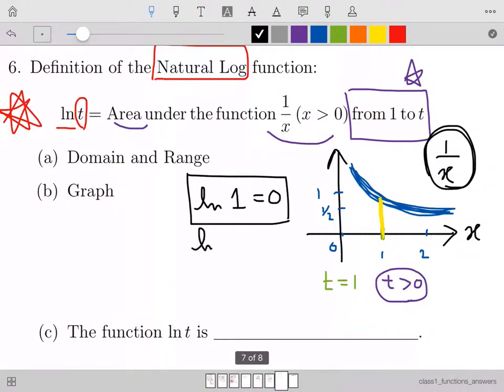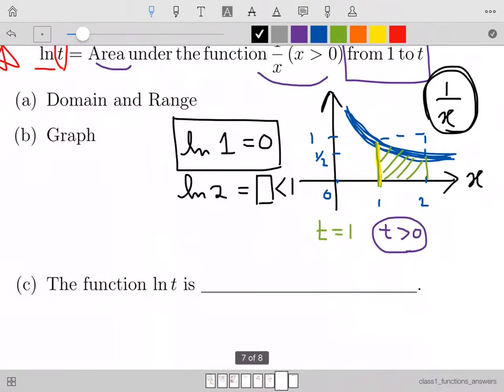And when t is 2, ln 2 is the area from 1 to 2. So it is this area. And that is less than 1. So ln 2 is some number, but that number is less than 1. But it is bigger than half. That rectangle has area 1/2, its width 1, height 1/2. And this green area is bigger than the black rectangle, so this area is bigger than half.